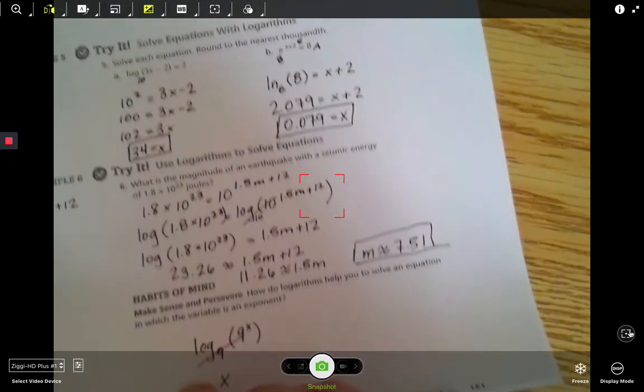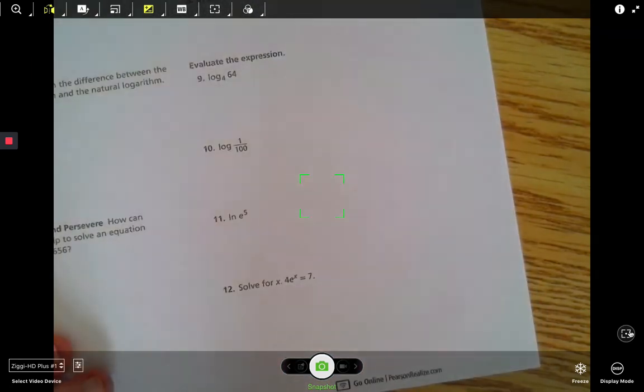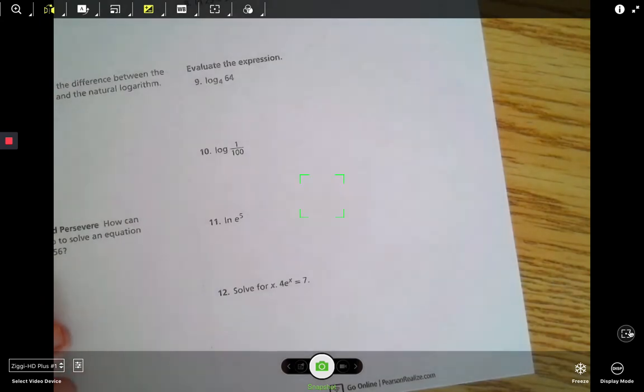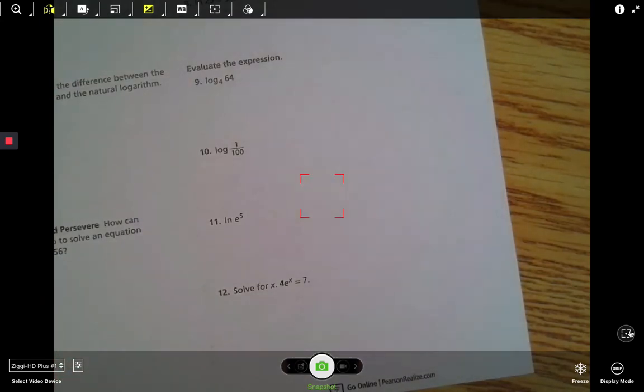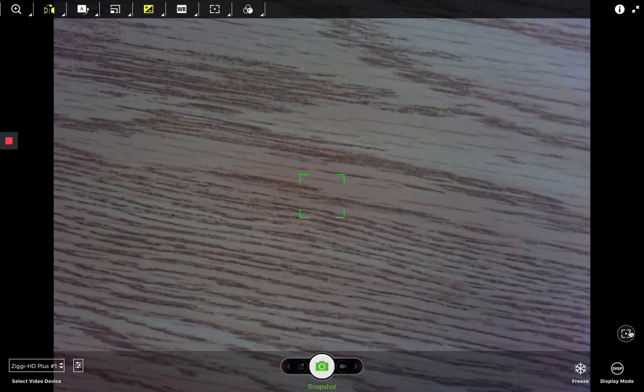All right, and then I want you to just do numbers 5 through 12 on page 152. And then we're going to look at the next lesson as well.